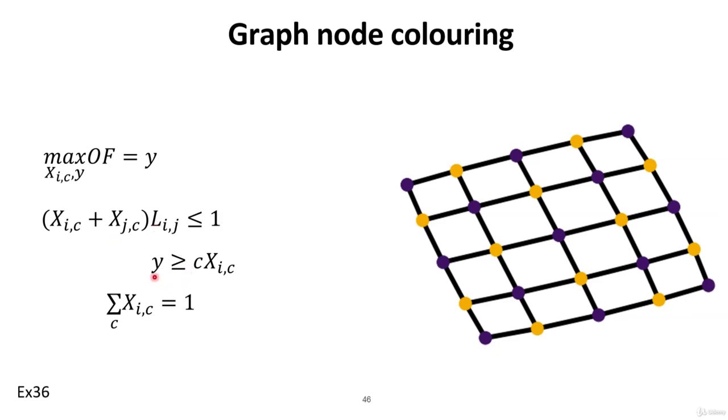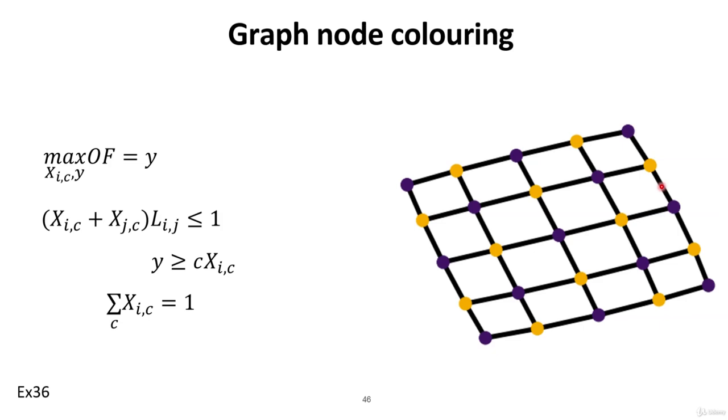And y, the objective function, should be bigger than or equal to c times xic for every i and c. And the last constraint is telling us that every node should take only one color.